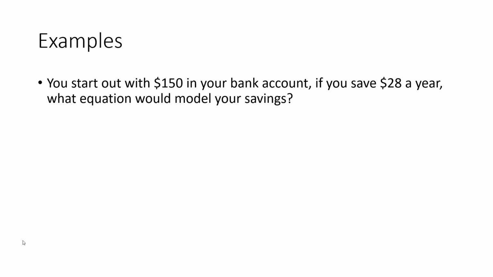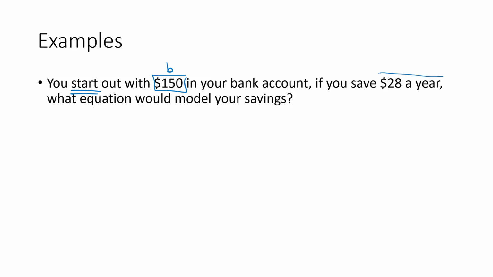First, you're going to start out with $150 in your bank account. You're going to save $28 a year. What equation will model your savings? This isn't growing very fast, but let's see what we have. So this $150 is what you start with. This is the starting amount. That is your y-intercept. The y-intercept is where you start.